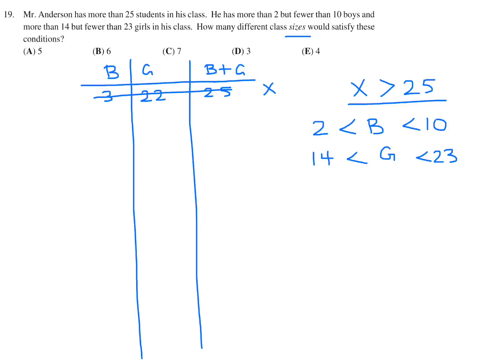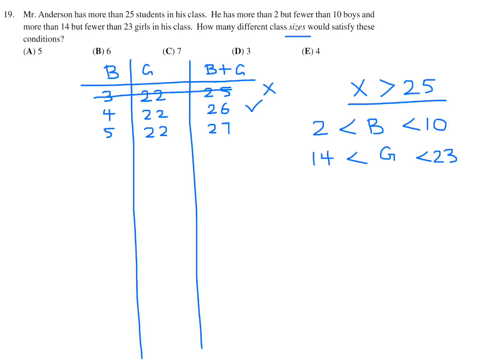So let's keep going here. Let's go to the next one. Boys 4 and girls 22. This is 26, so this works. And similarly, we're going to have to do this to see what are all the different possible class sizes. So if boys are 5 and girls are 22, we're going to get 27.